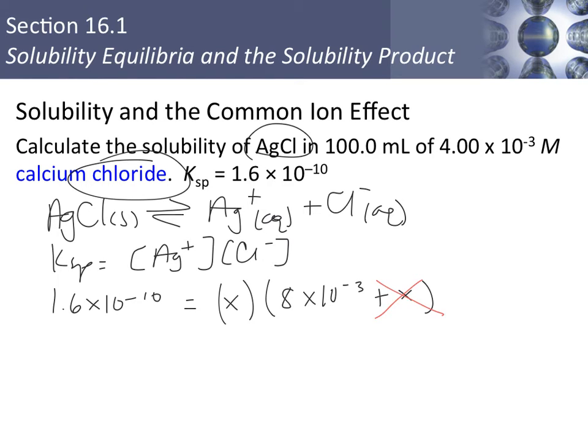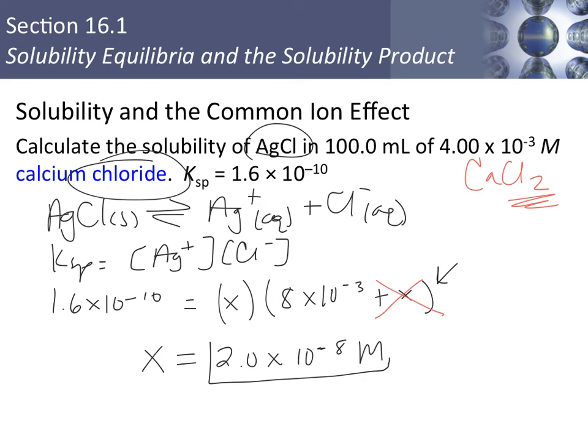Now you might be wondering, where did the 8 times 10 to the negative third come from? Well, the concentration of the calcium chloride is 4 times 10 to the negative third, and the formula for calcium chloride is CaCl2, so there are 2 chloride ions for every 1 calcium ion. If I go through and I solve for X, I get 2 times 10 to the negative 8th molar. I can check this value with the 5% rule to make sure that it was okay to make this assumption right here. And it is according to the 5% rule. So here is our solubility.